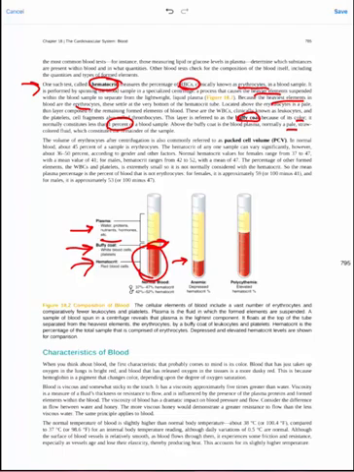So the volume of erythrocytes after centrifugation is also referred to right here as the PCV, the packed cell volume. In normal blood, when we're talking about packed cell volume, or the PCV, it's about 45%. So when we're talking about just red blood cells, we're talking about 45% of the blood that is drawn should be erythrocytes, or red blood cells.